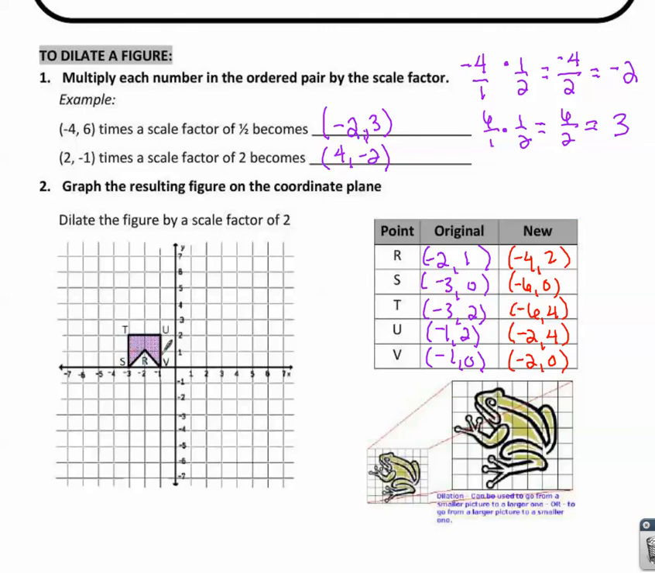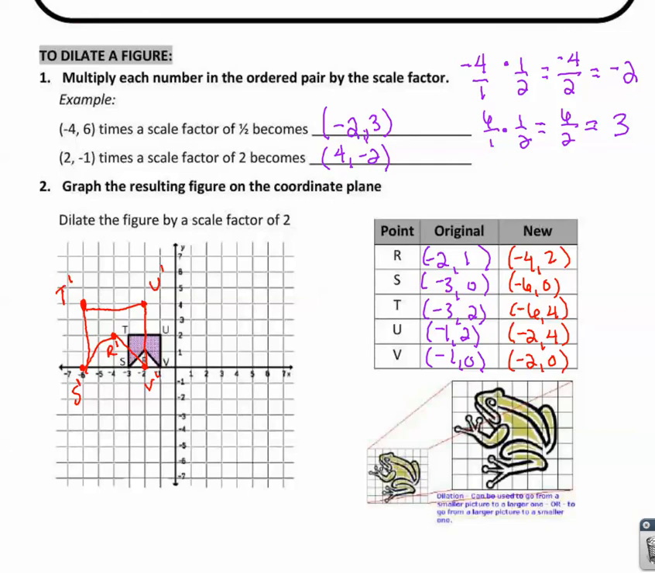So now let's go ahead and graph these points. So R prime is going to be at -4, 2. S is going to be at -6, 0. Remember, anything that you multiply by 0 is 0. T is going to be at -6, 4. U is going to be at -2, 4. V will be at -2, 0. Okay, and these are all primes because you've changed your figure. And you notice that your figure has dilated by a scale factor of 2. In other words, it has grown double the size.